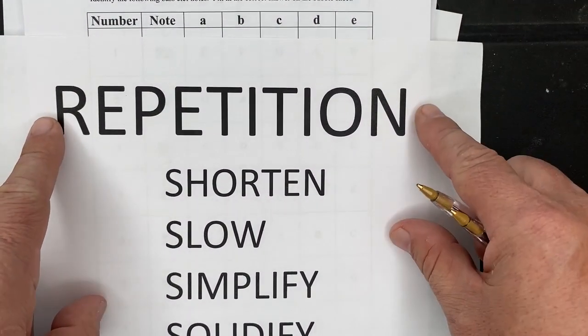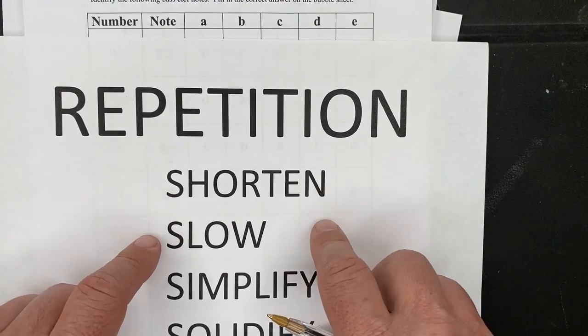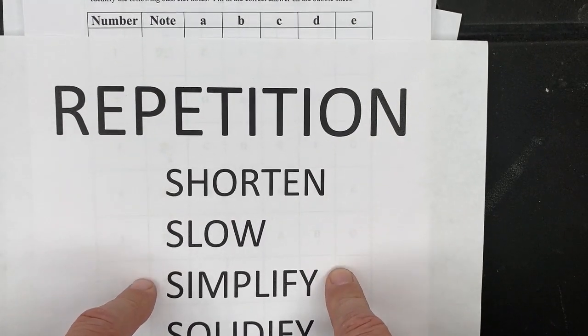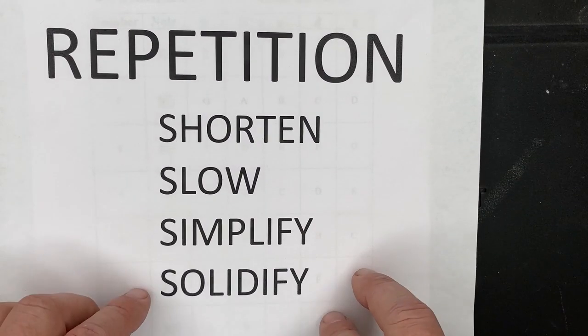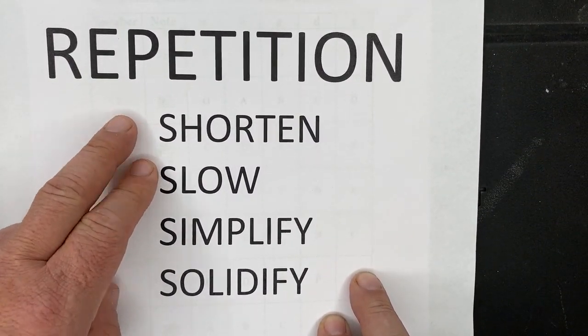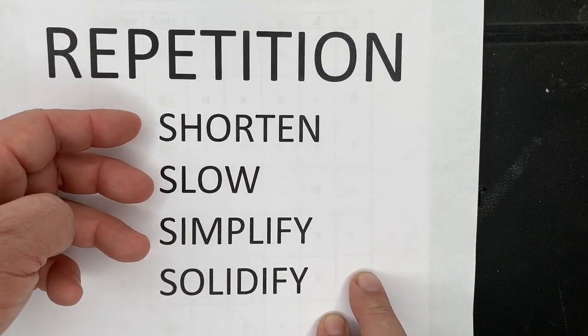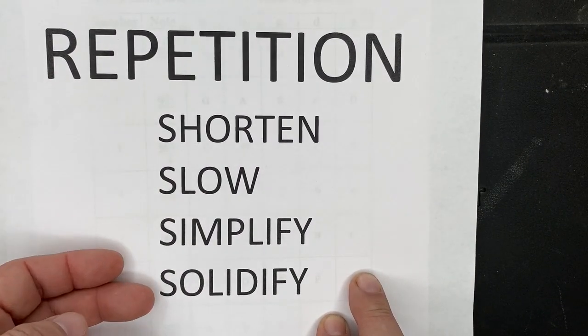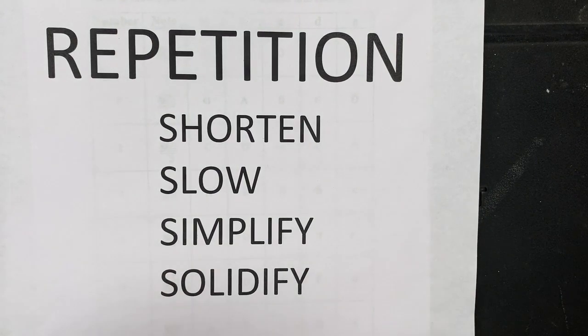Repetition, but make your repetition good. Shorten it, slow it down so you can focus on a specific thing. Simplify the complexity of what you're doing, and solidify it. Now, you don't have to do all of these all the time, but if you're only shortening things and only slowing things down, you're not locking into some other things. Like you could have studied those notes slow and shortened for a long time, but if you just solidified and used a mnemonic, right, that would be perfect.